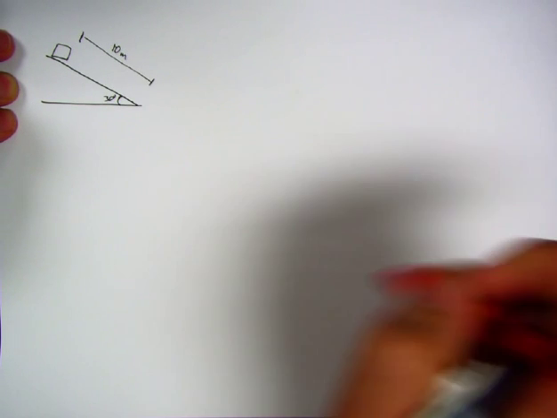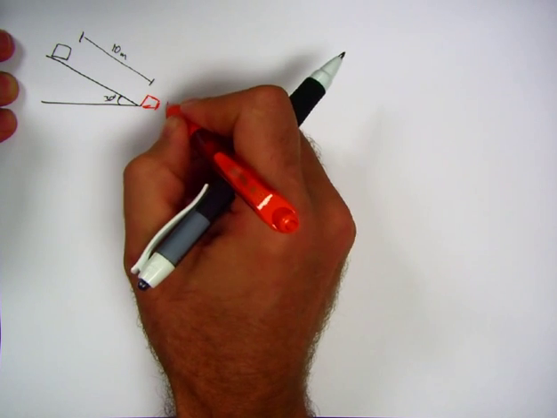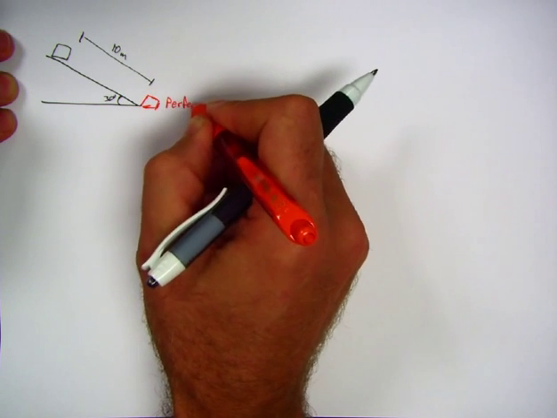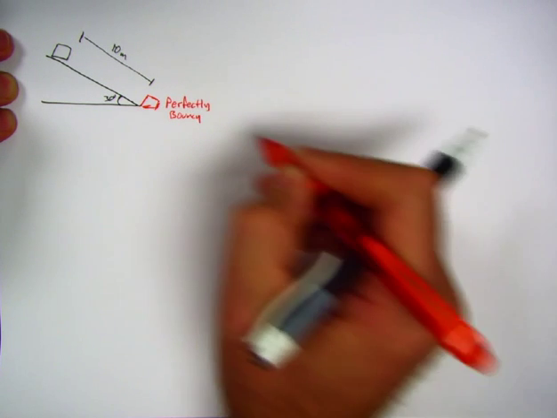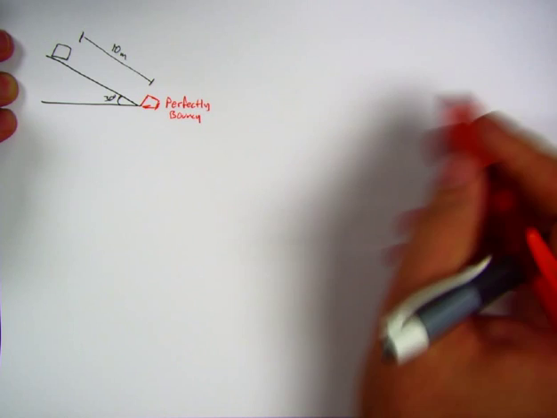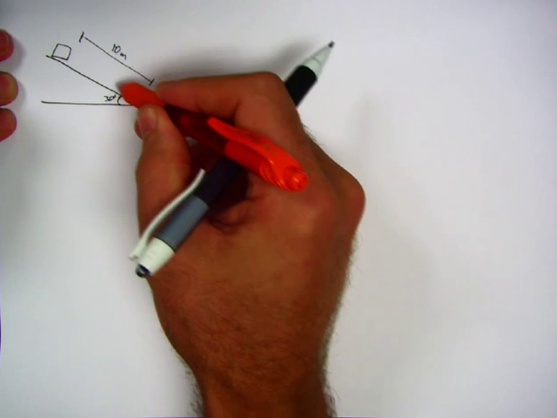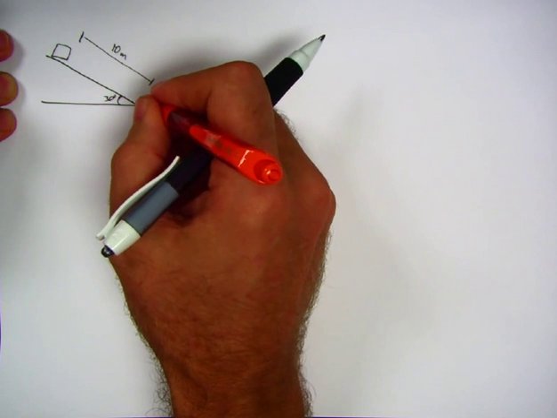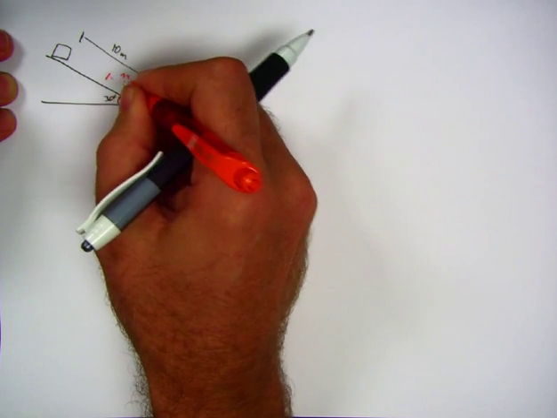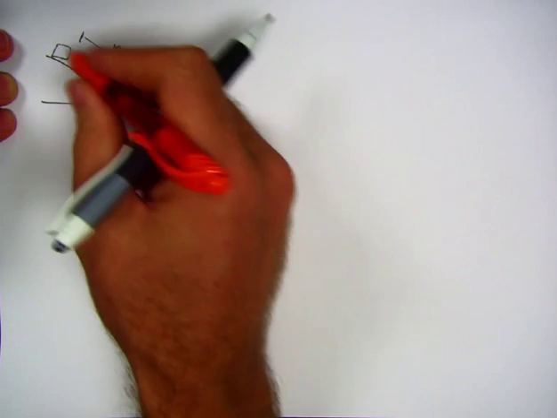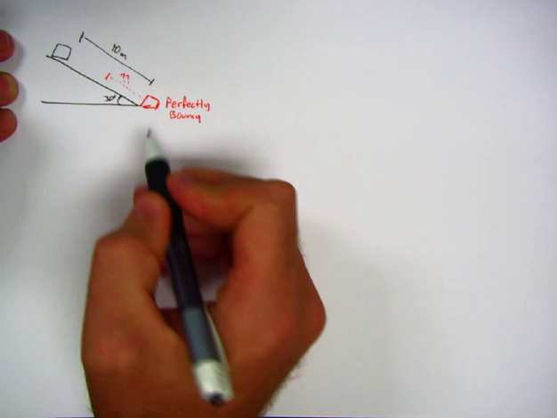and somehow, I don't know how, but somehow down here there's this perfectly bouncy object. All right, so what's going to happen is our box is going to travel down the hill 10 meters and it's going to bounce off of this and go back up. What I want to know is, how far back up does it travel? Does it go all the way up 10 meters? Does it go less than 10 meters if this is perfectly bouncy?